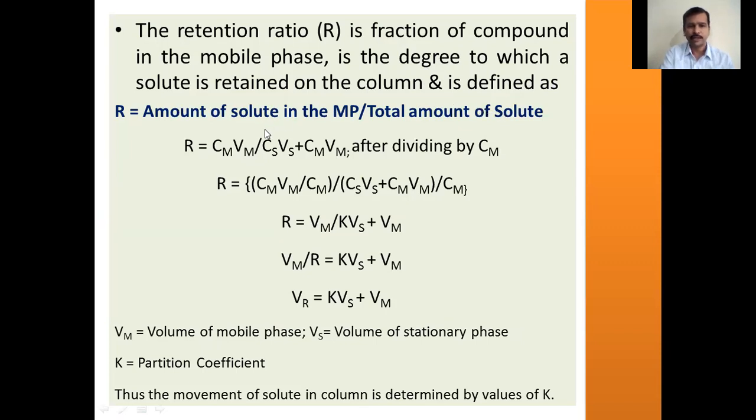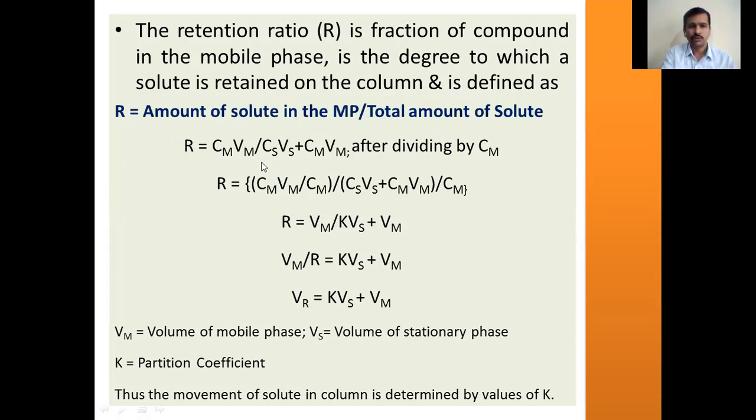Simply, we can write it in a ratio. Retention ratio is simply the ratio of the amount of solute in the mobile phase to the total amount of the solute. What is the total amount of the solute you have introduced to the chromatographic column, out of which how much is retained by the mobile phase? If you take the ratio, that is the retention ratio.